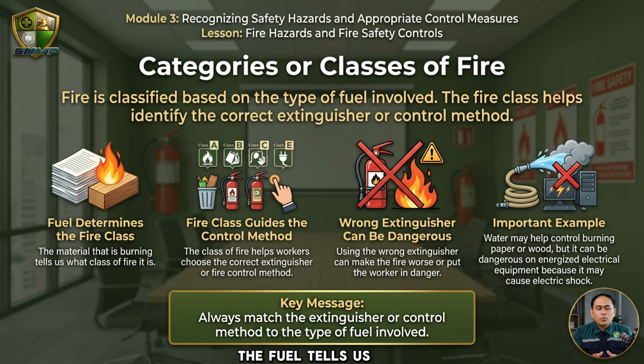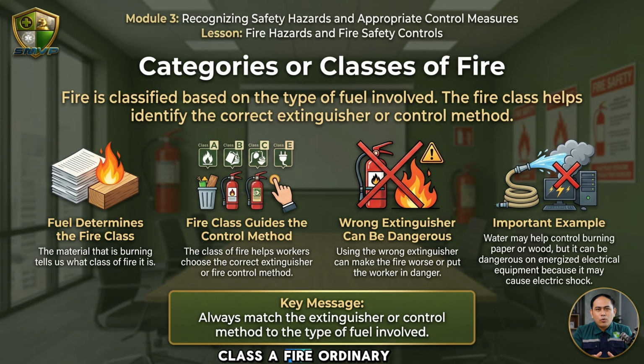The fuel tells us what class of fire it is, and the class of fire helps us identify the correct extinguisher or control method. The reason this matters is simple. Using the wrong extinguisher can make the fire worse or put the worker in danger. For example, water may be useful for burning paper or wood, but water can be dangerous if the fire involves energized electrical equipment. If we spray water on an electrical panel, outlet, or computer equipment that is still energized, we may expose ourselves to electric shock. So in fire safety, we do not only ask, where is the fire? We also ask, what is burning?